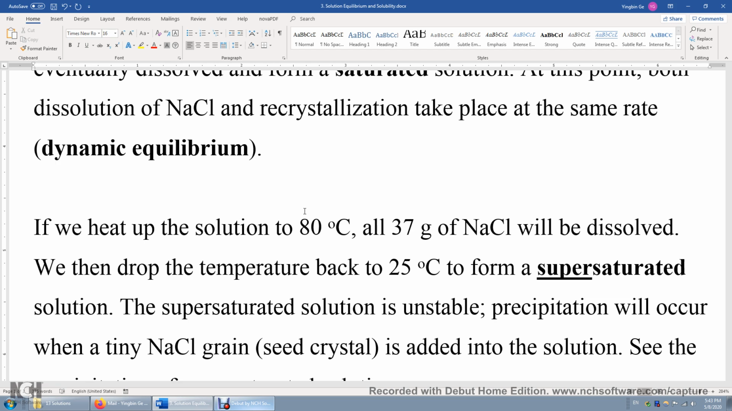But then we carefully cool this down to 25 degrees Celsius. And before this solution starts to crystallize, it's called a supersaturated solution. This 100 grams of water is dissolving actually more than it can. This supersaturated solution is unstable, and precipitation can happen anytime, but you can also just add a tiny bit of sodium chloride into the solution, and the crystallization will happen immediately. After that, you will have only 36 grams of sodium chloride dissolved in water.